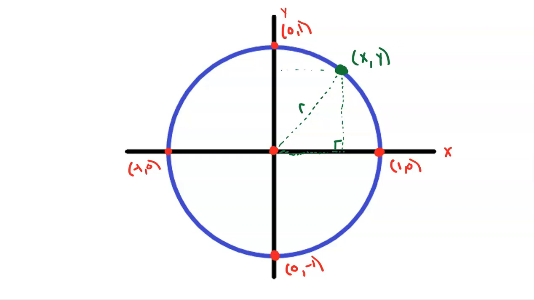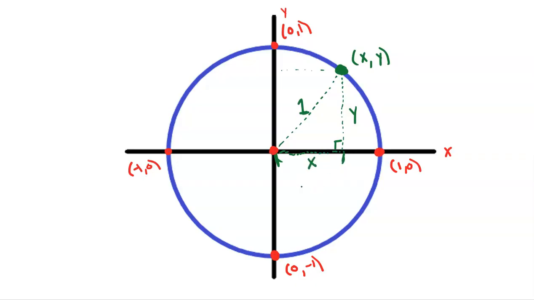But wait a minute. Remember, we're in the unit circle, so the radius is not an unknown value. It is a perfect 1. Now, you might notice that I just made a triangle. In fact, I just made a right triangle, and we know that the height of that right triangle would be the y value, the vertical distance up. The base of that right triangle from here to here is x.